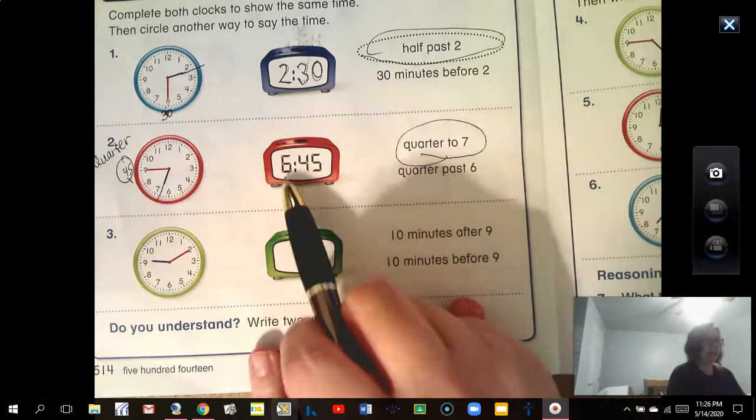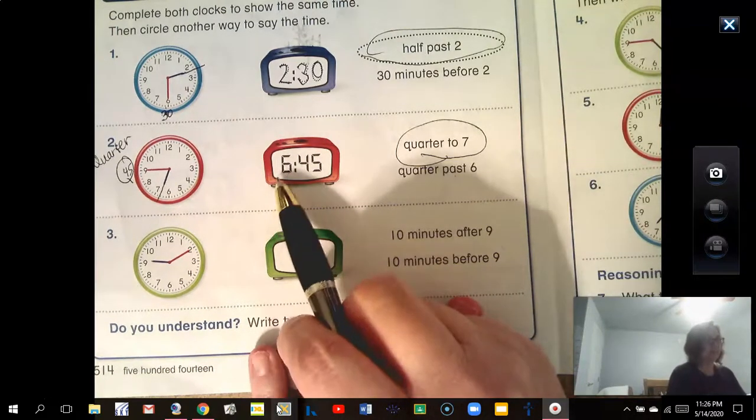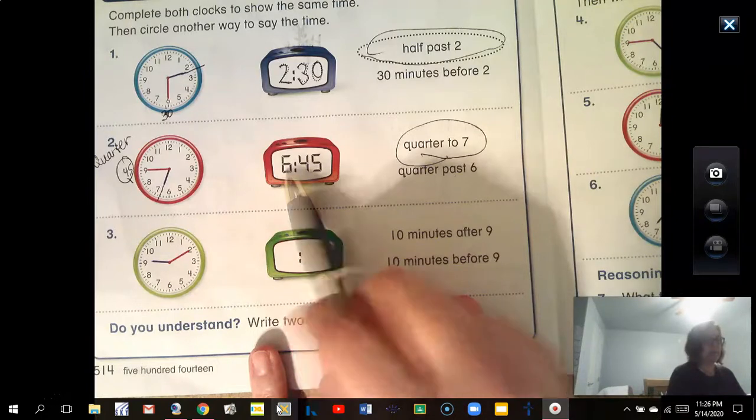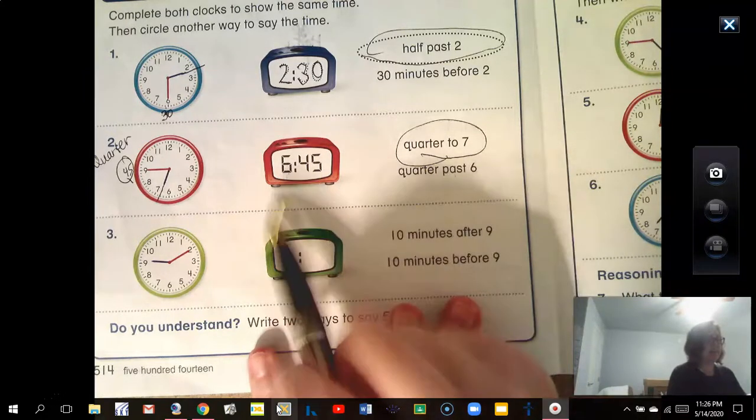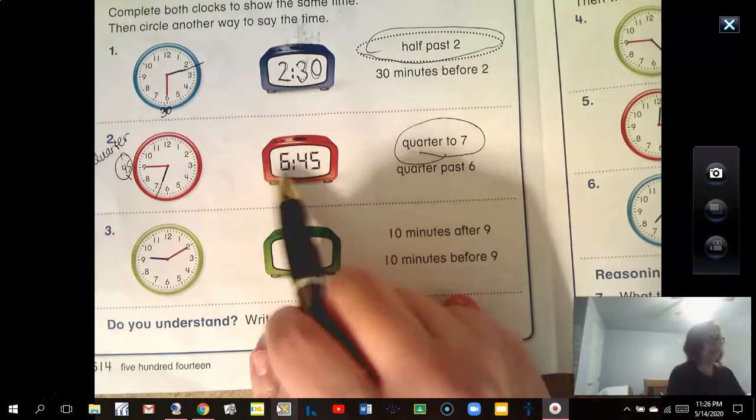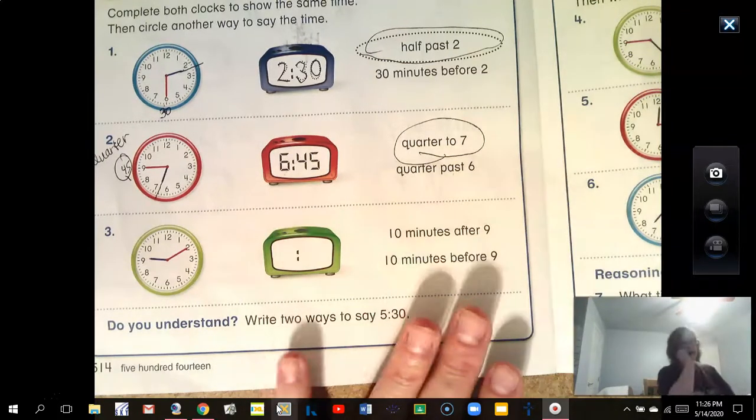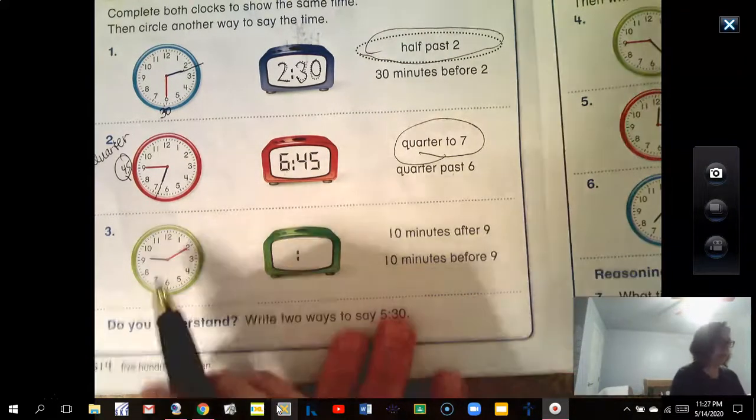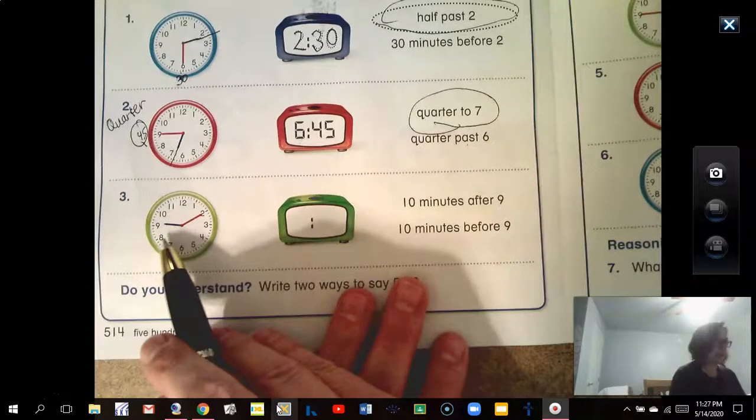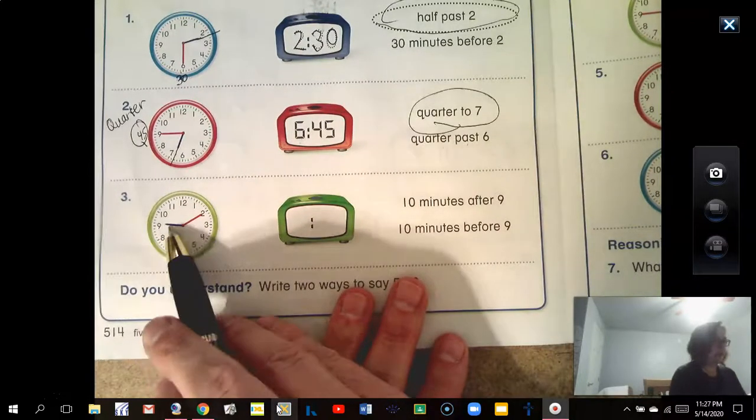It's already gone past. It says quarter past 6. It's gone past by 45 minutes. Okay. Let's take a look at the third. Let's look at the hour.